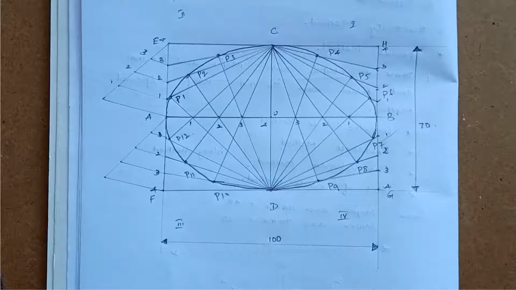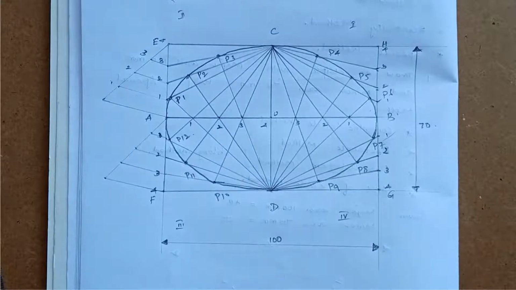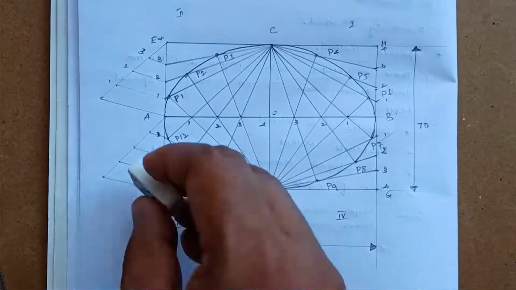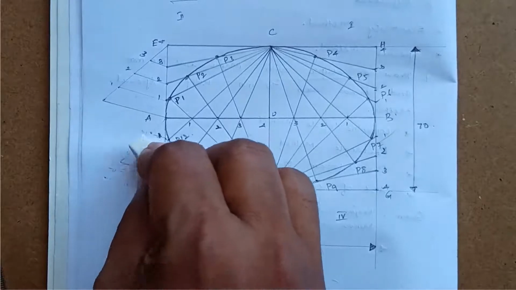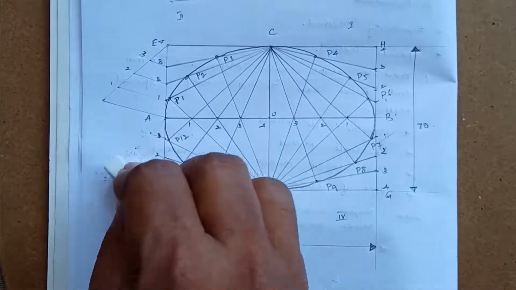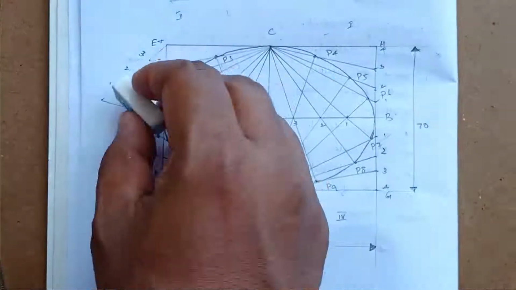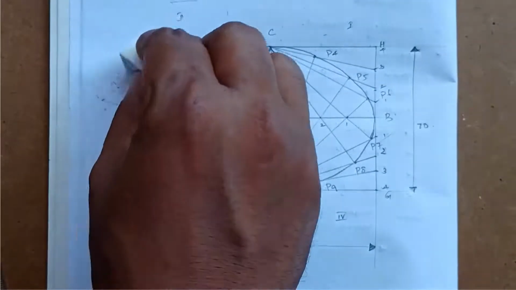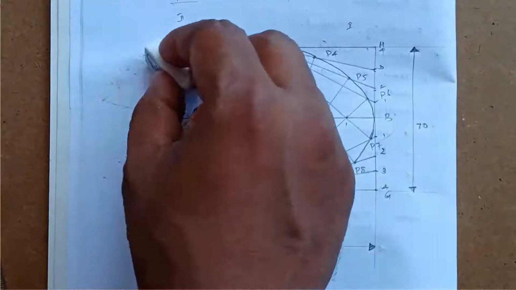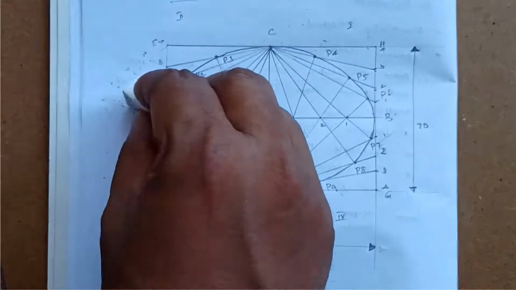Okay, so after completing this ellipse, if you want you can erase this part. This is just for our division only, it is not included in the diagram. Okay, so after completing, you have to erase this part.